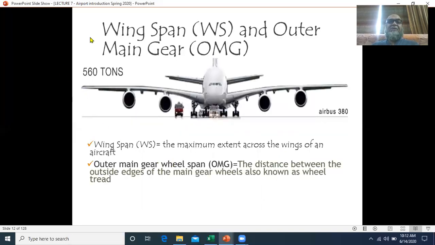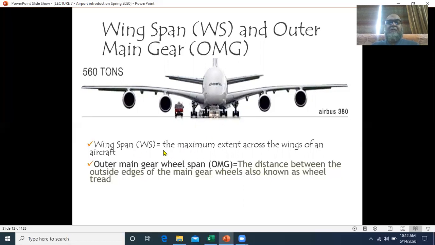So you can see what a wingspan is from this distance to this distance. Also, you can see this is a nose gear, these are landing gear. And the landing gear that is nearest is this landing gear. So this landing gear is known as the outer main gear.